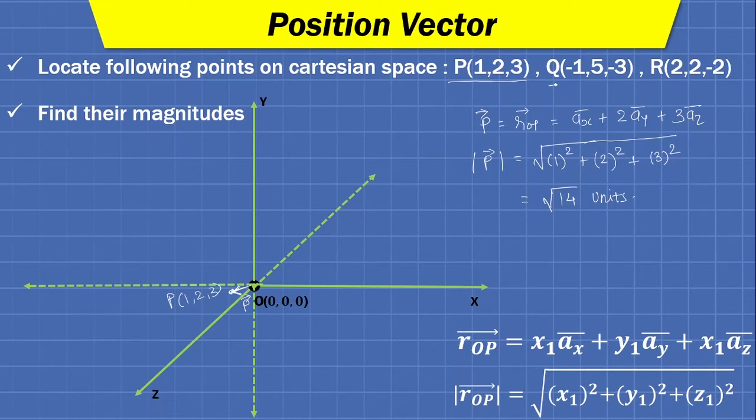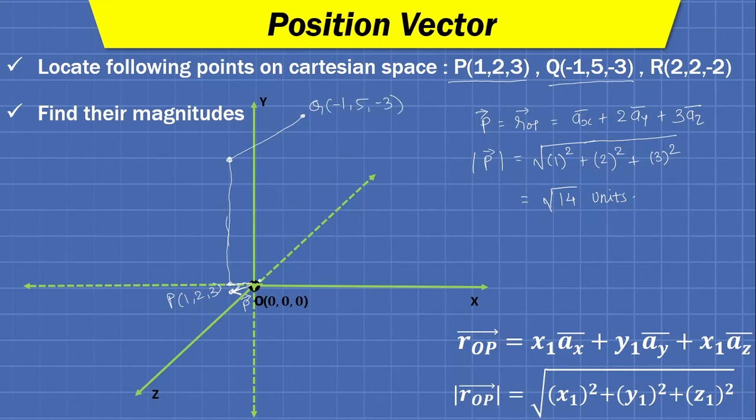Now let us try to represent the point (-1, 5, -3). On the x-axis I will move -1 unit. On the y-axis I will travel plus 5 units. So this is my intermediate point, and in the negative z direction I will travel. This inward direction is the negative z direction. So in the negative z direction I will travel 3 units. Fine. So this is my point Q (-1, 5, -3).